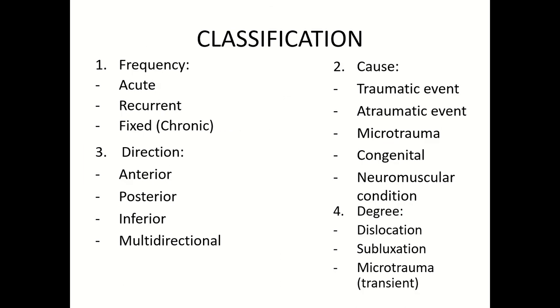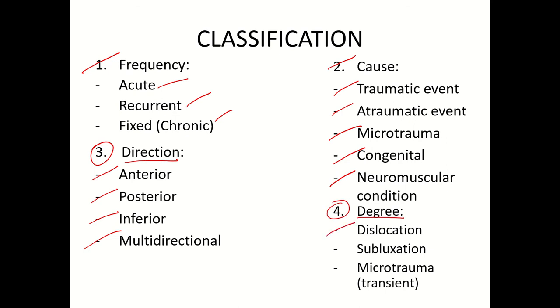Coming down to classification, the first one is your frequency, depending on how frequent the instability, dislocation or subluxation is seen: acute, recurrent and fixed. Second one will be your cause, whether it is due to a traumatic event or due to ligament laxity. The third one is microtrauma, congenital and neuromuscular conditions. The third main point is which direction. We have already seen anterior to the glenoid fossa, posterior, inferior, and multidirectional. The fourth main point is degree: dislocation, subluxation and microtrauma, that is transient.